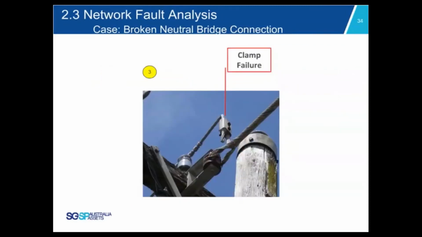Our field crew were dispatched to the location where the network fault analysis model identified. They found a clamp failure near the substation. The fault is not obvious to see due to the size of the assets and the observation angle. Without fault location results, our field crews would definitely need to spend more time checking along the feeder, finding the fault.